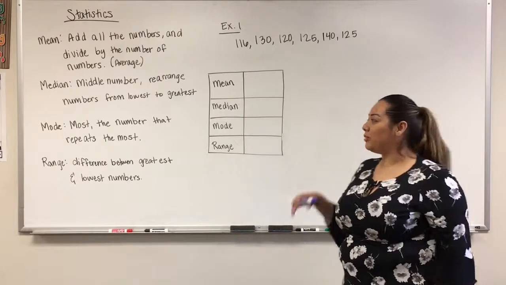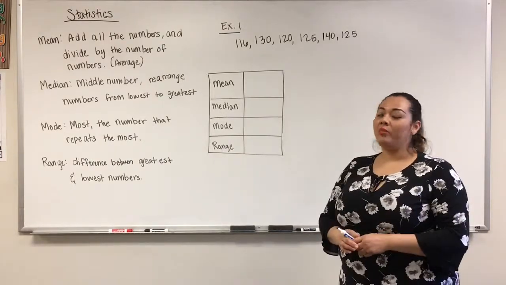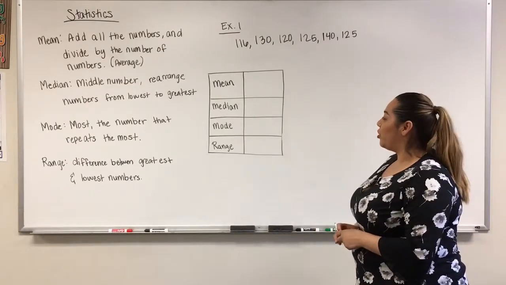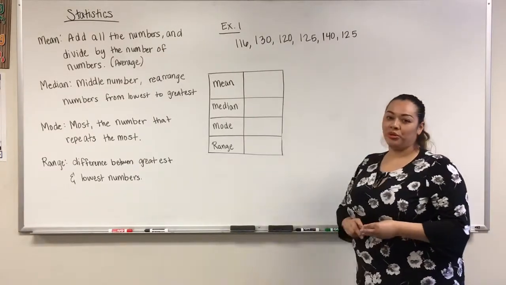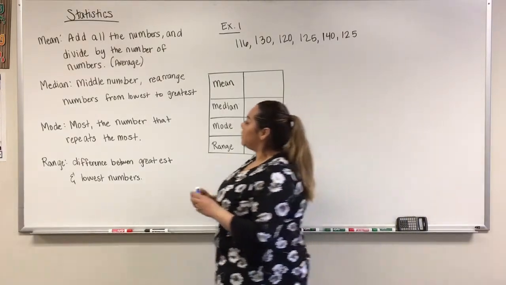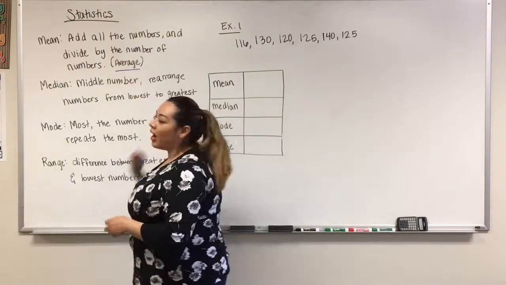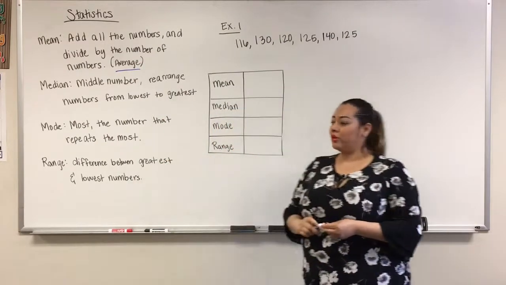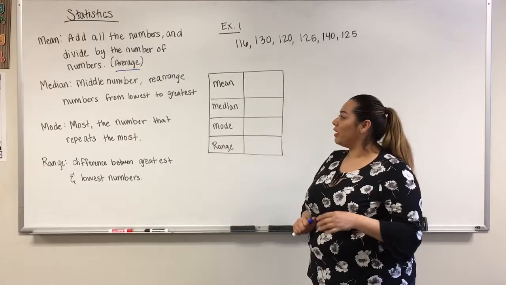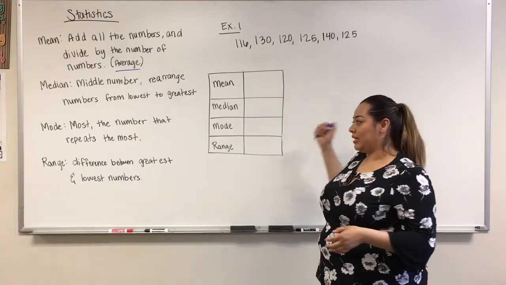So today we're going to do a little bit about statistics. We're going to be finding the mean, median, mode, and range. Before we go over the problem, I just want to go over what each of these words means. The mean is basically the average. How are we going to find the average? We're going to add all the numbers, and then divide by the number of numbers that we have in the data.